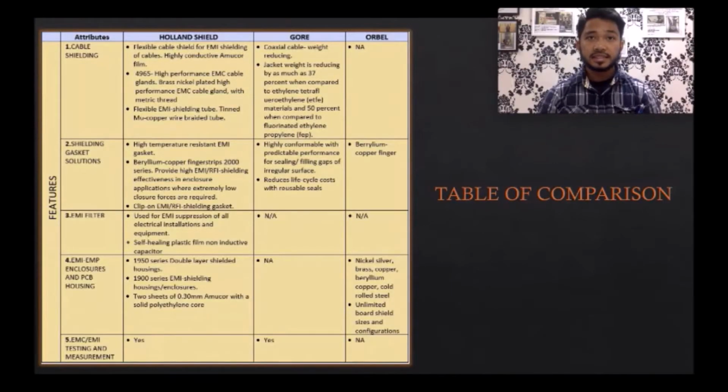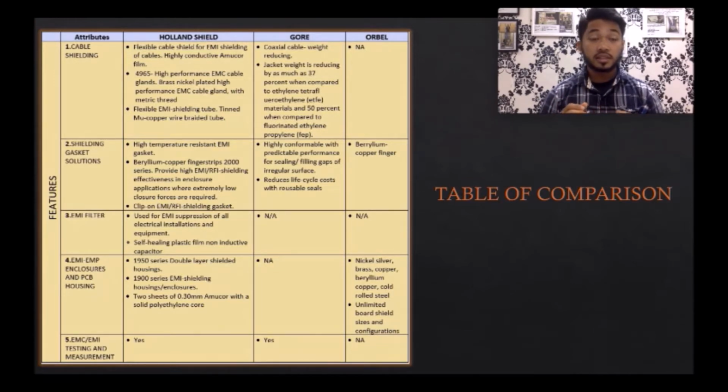For the features, first attribute is cable shielding. For Holland Shield System Company, they have conductive armature foil. Armature foil with reinforcement net can provide the solution. This is because the material with the reinforcement net is so strong and it can be produced in the very large width of 3100 millimeters.